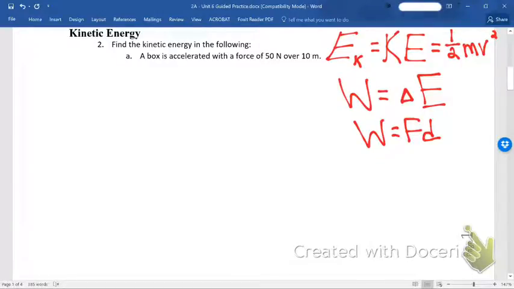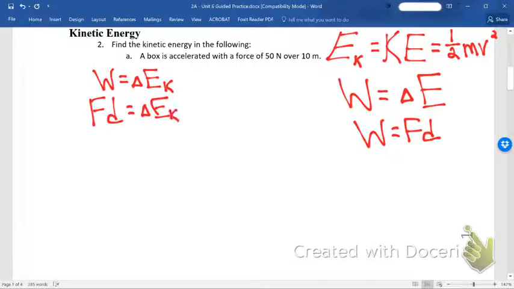So in part A, it says a box is accelerated with a force of 50 newtons over 10 meters. Well, if you keep pushing a box for 10 meters and you apply a constant force of 50 newtons the entire time, that box is going to be moving. So in this case, the kind of energy that we're adding to the box is kinetic energy, and we're doing work to increase that kinetic energy. So work is a change in energy, and in this specific example, that change is kinetic. So force times distance will tell me what my change in kinetic energy is.